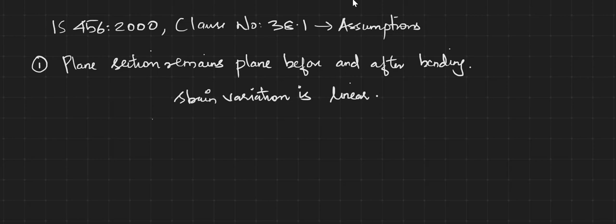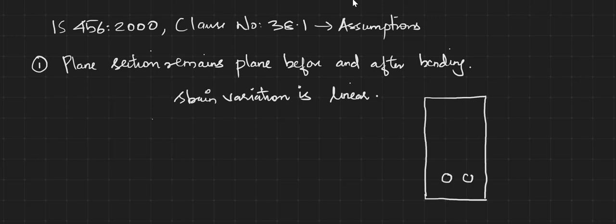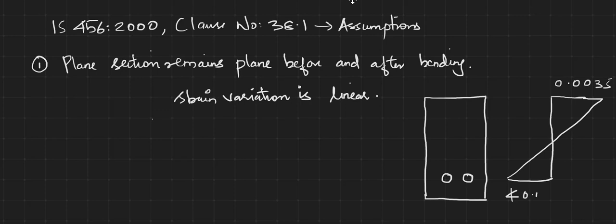If you are having a singly reinforced section like this, with reinforcement at the bottom, then the strain variation will be linear with a maximum compressive strain of 0.0035, and at the bottom you will get a strain which is not less than 0.002 plus 0.87 Fy by Es.